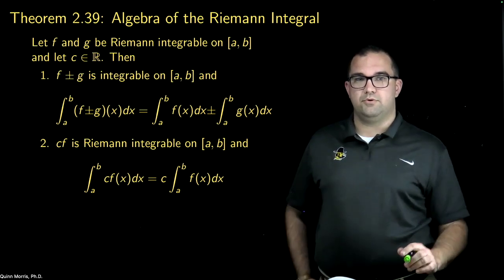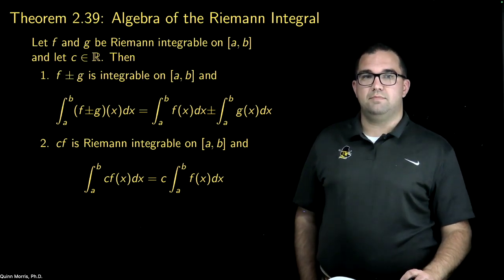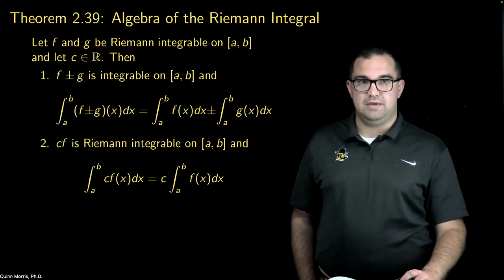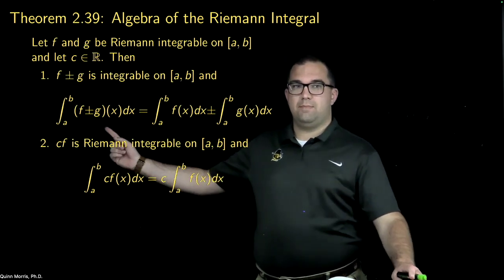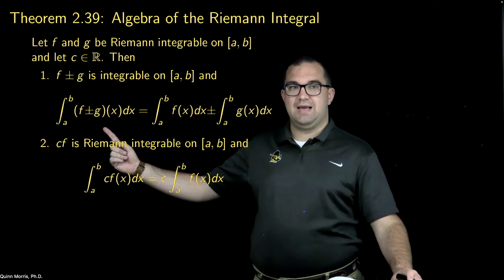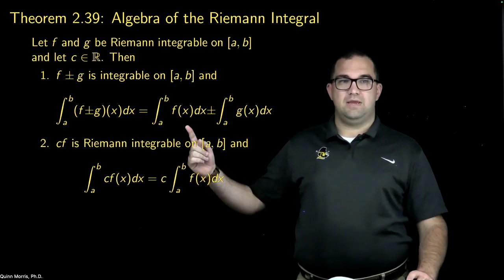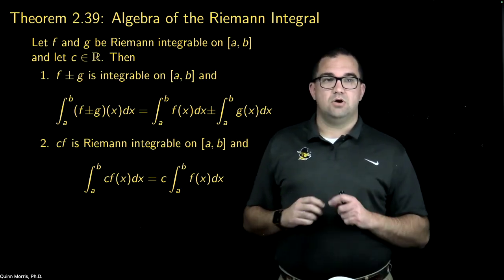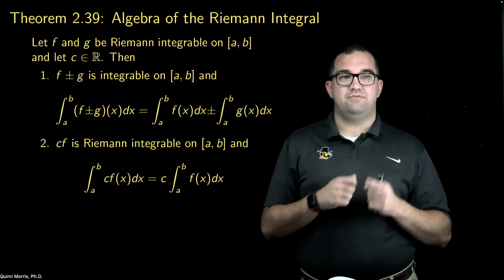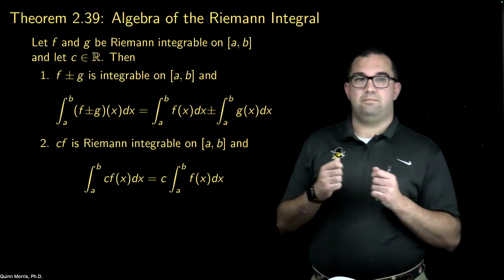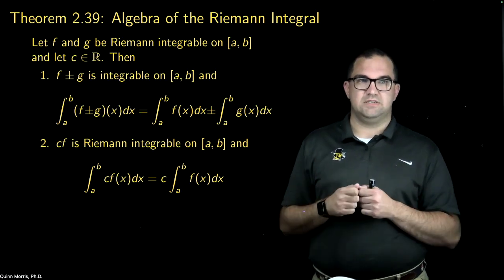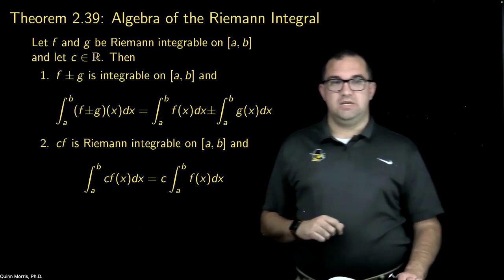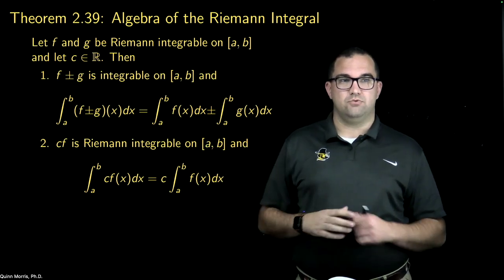The first two properties. So if I look at the first one here, this says that f plus or minus g is integrable on the closed interval ab, and the integral from a to b of f plus or minus g of x dx is equal to the integral from a to b of f of x dx plus or minus the integral from a to b of g of x dx. So again, this really says that if f and g are both integrable, then f plus g is integrable, or f minus g is integrable, and the value of the integral of f plus g is just the integral of f plus the integral of g.